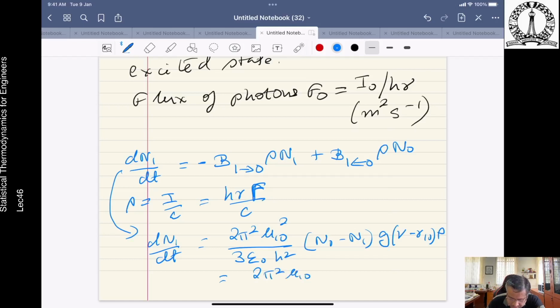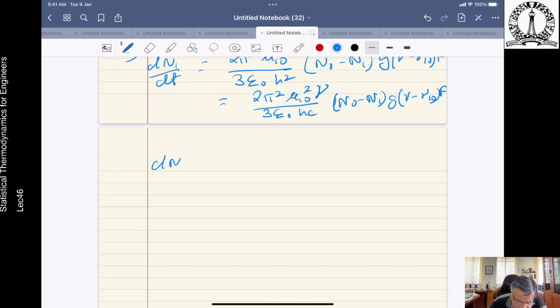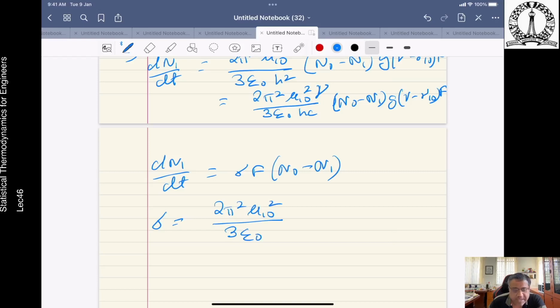So this is mu 1 naught square V by V mu naught epsilon naught hc, n naught minus n1, g v1 0 into f. This gives rise to dn1 by dt is equal to sigma f, n naught minus n1, where sigma is equal to 2 pi square mu 1 square divided by 3 epsilon naught hc, g v minus v1. This has got a dimension of meter square.